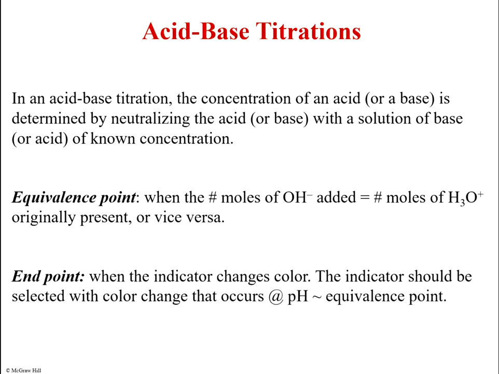Now, each of us will have a different response or receptivity to color. Some people are very good with color changes and others have more difficulty observing color changes. This can affect the endpoint. Now, the error that we have for this system will be the endpoint minus the equivalence point.